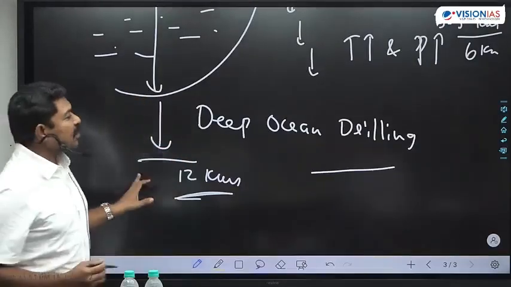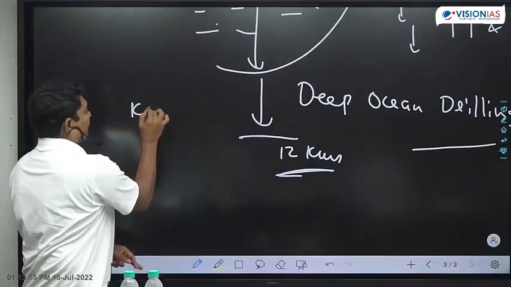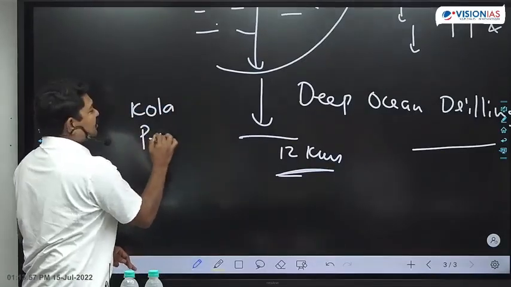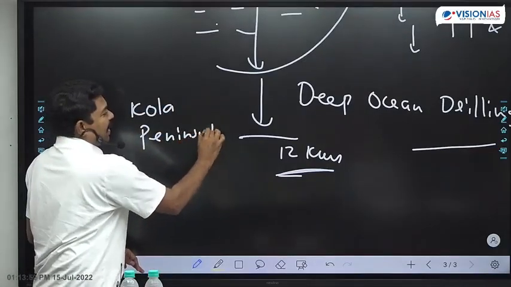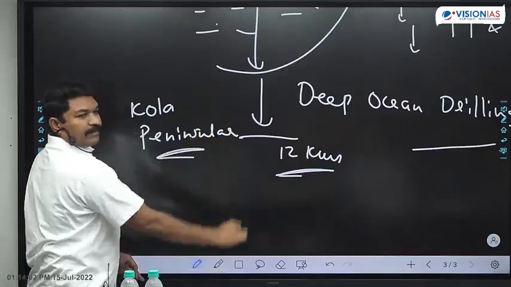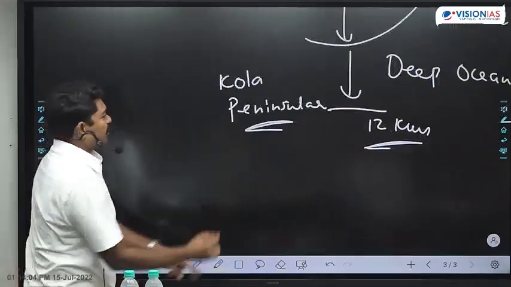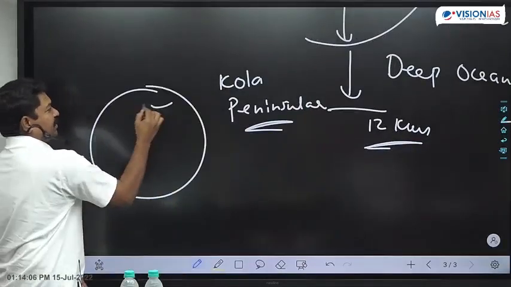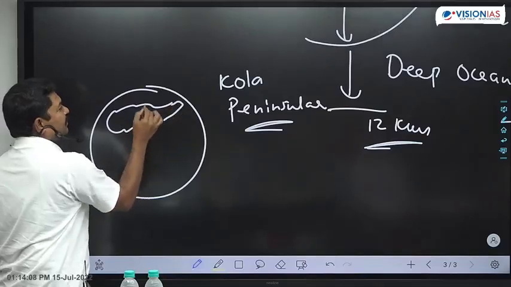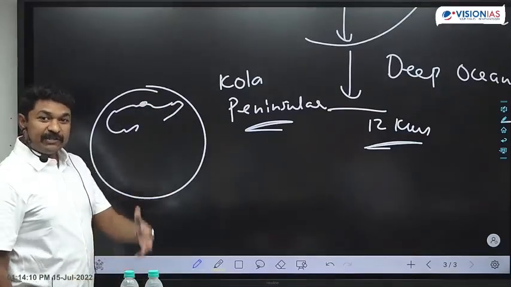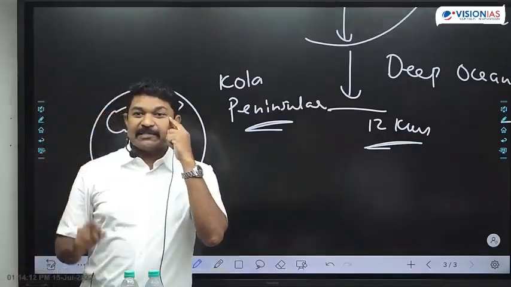There is a place called the Kola Peninsula in the Arctic Circle. In the Arctic Circle, meaning what? Suppose this is the globe, this is Russia, right? This is the place called the Kola Peninsula. You can check even in the atlas. That is called the Kola Peninsula.